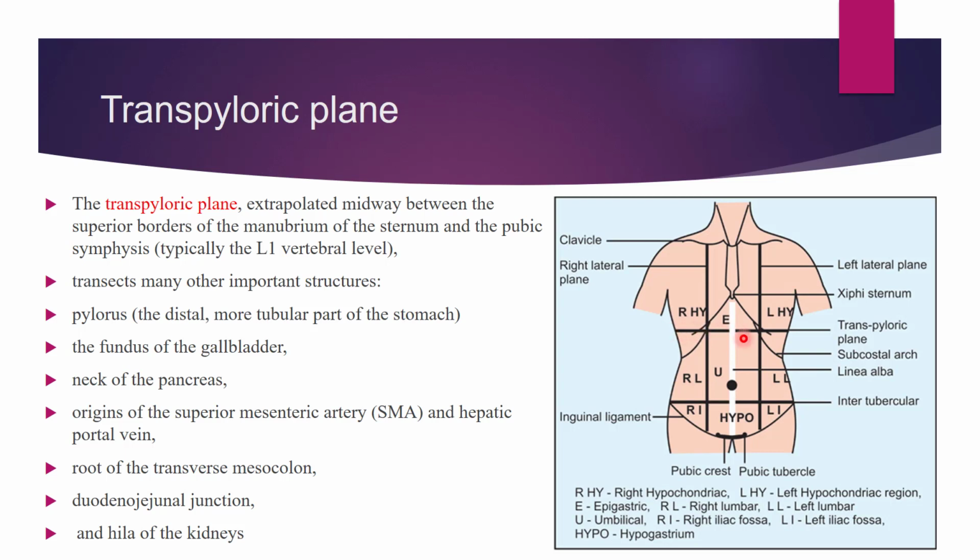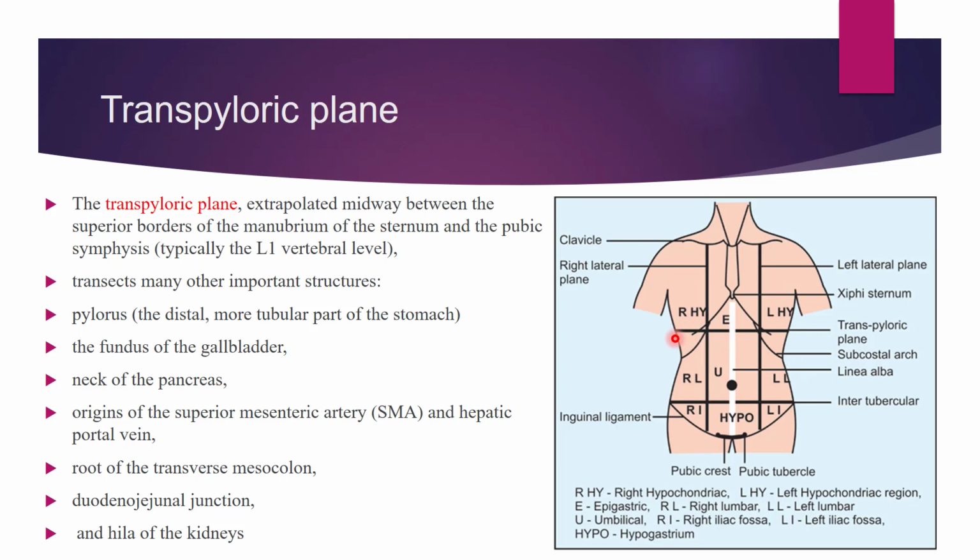Here at the transpyloric plane, there is the origin of the superior mesenteric artery, and the hepatic portal vein is also present at this site. Then there is the root of the transverse mesocolon. This is the duodenojejunal junction also. That is, the duodenum and the jejunum are continuous with one another at this transpyloric plane. And here the hila of the kidneys are also present: the hilum of the right kidney and the hilum of the left kidney.